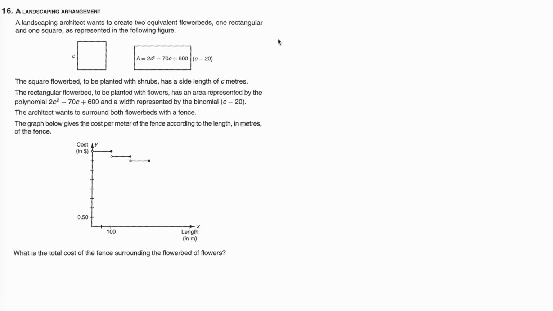Question number 16, a landscaping arrangement. A landscaping architect wants to create two equivalent flower beds, one rectangular and one square, as represented in the following figure. The square flower bed to be planted with shrubs has a side length of c meters. The rectangular flower bed to be planted with flowers has an area represented by the polynomial 2c squared minus 70c plus 600, and a width represented by the binomial c minus 20.